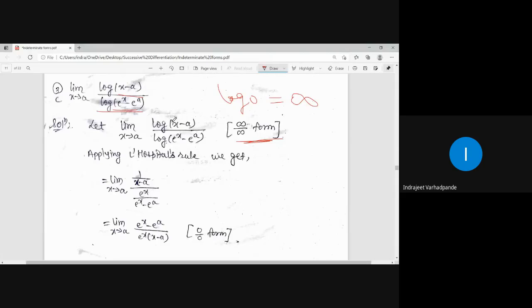So derivative of log of x minus a is 1 upon x minus a. Derivative of log of e to the power x minus e to the power a is 1 upon e to the power x minus e to the power a into derivative of e to the power x, which is e to the power x. Arrange them properly. So what I am getting over here is this. It is 0/0. e to the power a minus e to the power a is 0, and x minus a is 0 at a. e to the power x into 0 is 0. Clear?